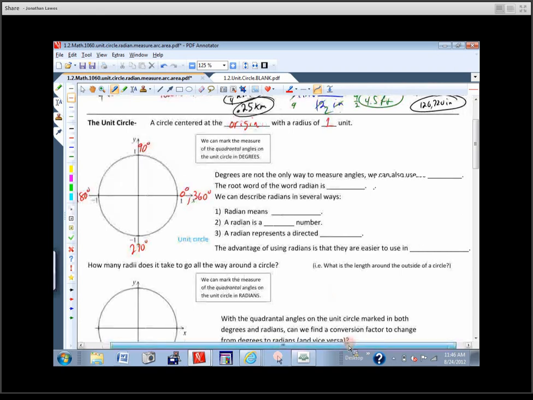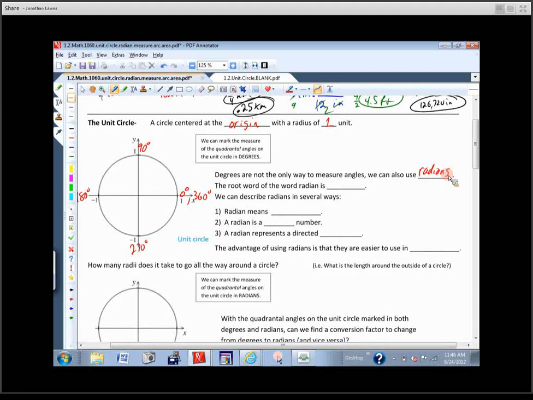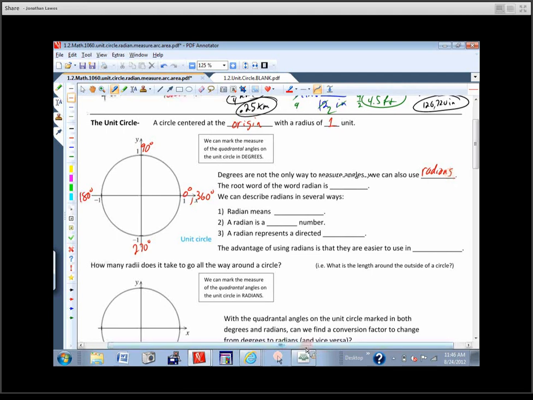Okay, degrees are not the only way to measure angles. We mentioned a couple others. The one that we're really interested in is radians. Now, let's talk about what a radian is. Because I remember the first time I was introduced to radians and I thought that just seems really weird. If somebody had said this to me, it would have made a lot more sense. What's the root word of the word radian? Radius.